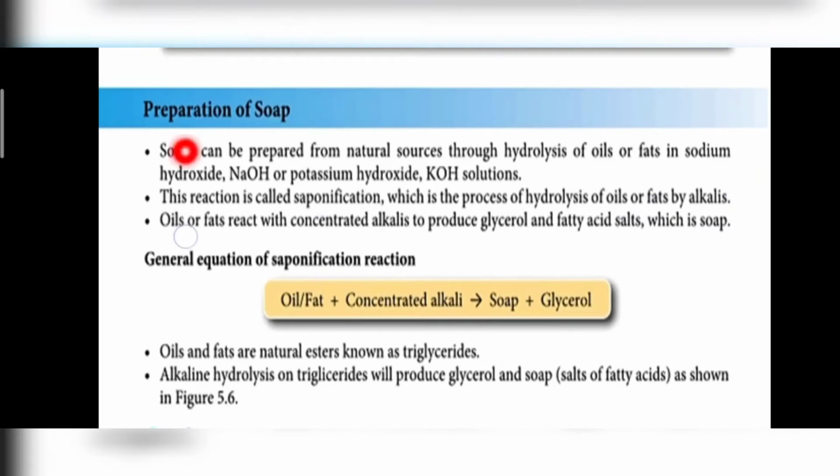Oil or fats will react with a concentrated alkali and produce glycerol and fatty acid salt. Fatty acid salt itulah kita panggil sebagai soap. So this is the general equation untuk saponification reaction. Oil or fat akan dihydrolysis oleh concentrated alkali. It will produce soap, the fatty acid salt, plus glycerol.